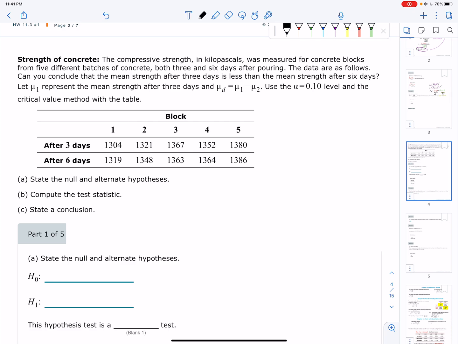So let's check out this. We're looking at the strength both 3 days and 6 days after pouring. The data are as follows. So here's the important stuff. Can you conclude that the mean strength after 3 days is less than after 6 days? And that's the key word right there, is less.